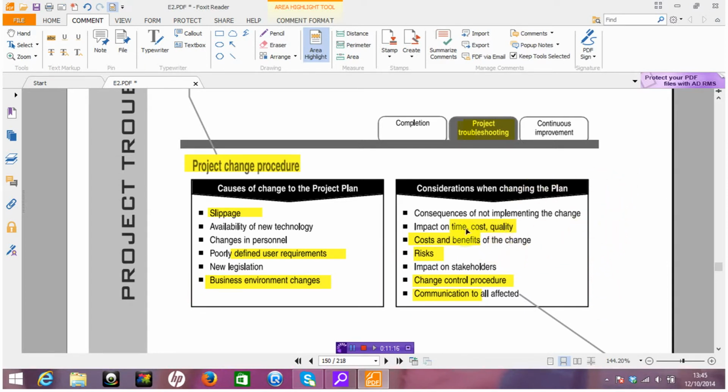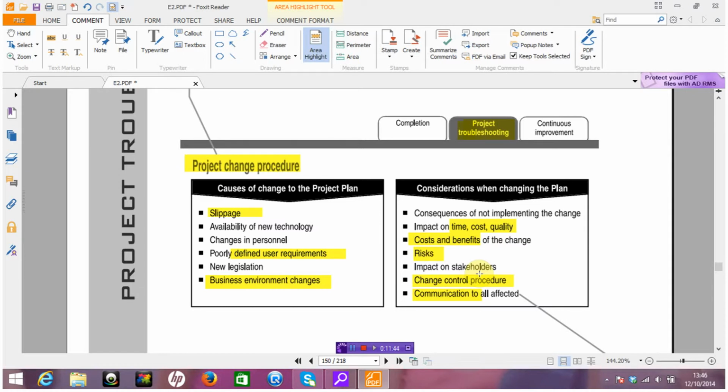Now, what sort of things should we consider when changing the plan? Well, the obvious ones are the impact upon time, cost, and quality. We're looking here at a toss-up between costs and benefits. Obviously, the benefits need to outweigh the cost. Clearly, risks and indeed uncertainties are a key area. So where we're changing the plan, we need to reassess risk, and indeed risk should be reassessed on a regular basis anyway. Stakeholders are important across the board.